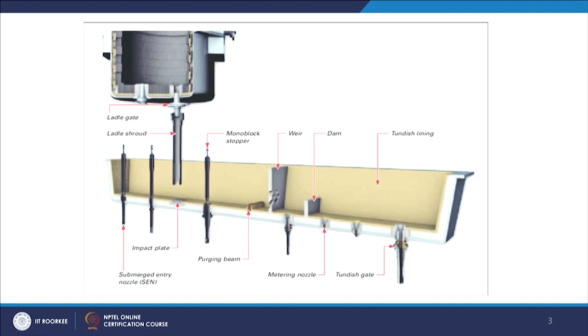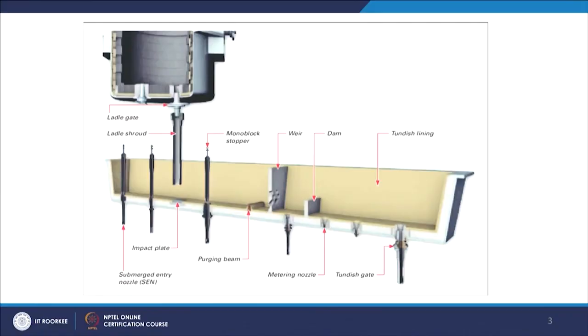So, the liquid metal which will be coming will not be in touch with the metallic frame, because that will be melted in a very short time. So, this refractory lining is done, and when the Tundish lining is seen to be worn out, then you have to remove the lining and put in the fresh lining. So, that is a continuous process in the case of a Tundish.